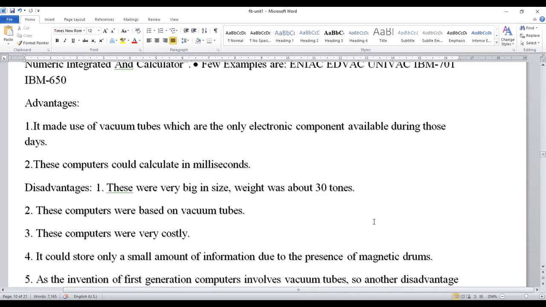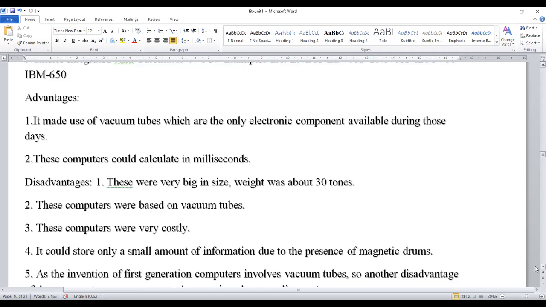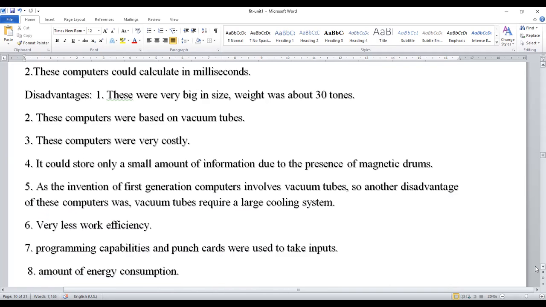Disadvantages are that these are very big in size. Weight was about 30 tons. It was not possible to carry them, and 30 tons was a very huge weight. These computers were based on vacuum tubes. These computers were very costly.